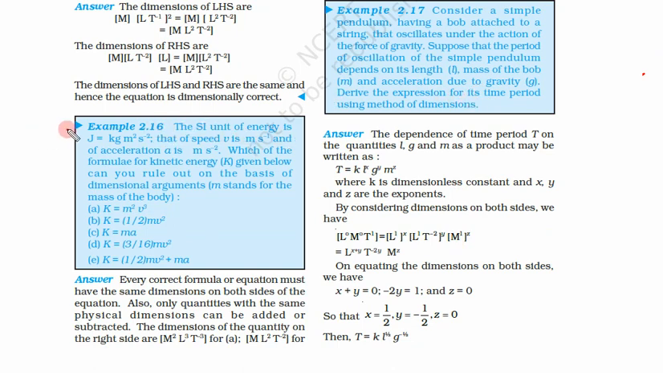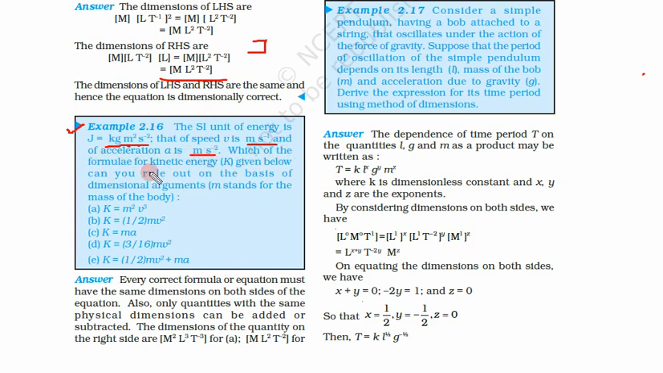SI unit of energy is joule, kilogram meter square second to the power minus 2. We can see from here that energy is always in joule. The mass is in kilogram, length is in meter square, time is in second, and second to the power minus 2. In this way we can construct SI units with the help of dimensional analysis. That of speed is meter per second. We know the unit of speed. Acceleration is meter per second square.